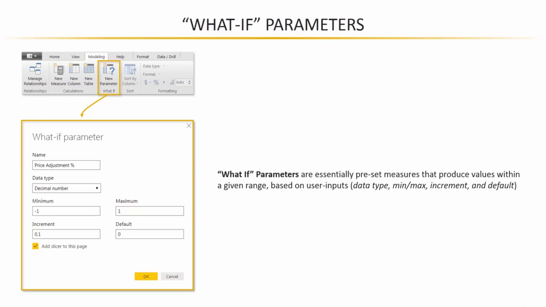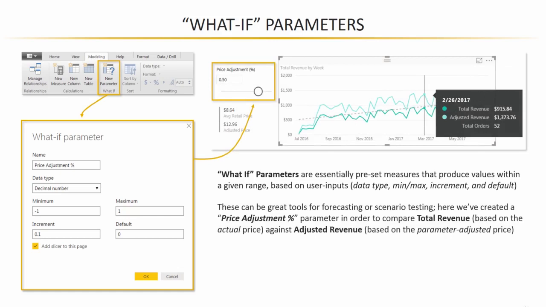looks like this. Now, essentially, these parameters are preset DAX measures that produce values within a given range based on user inputs: the data type, the minimum, the maximum, the increment, and the default value. And these can be really good tools to use for things like forecasting or scenario testing.